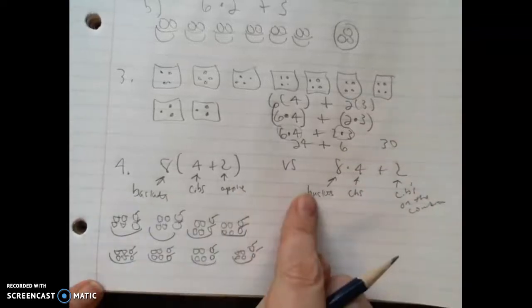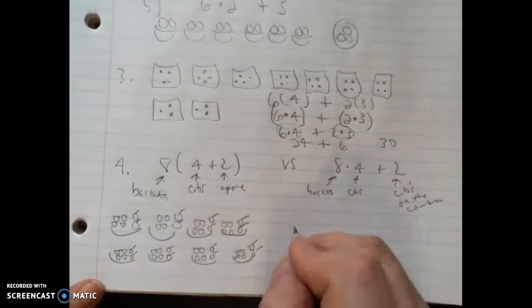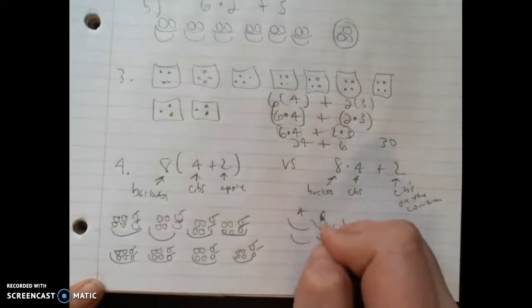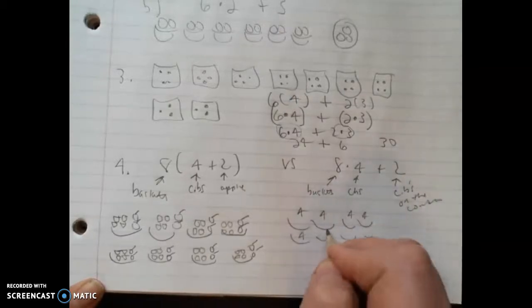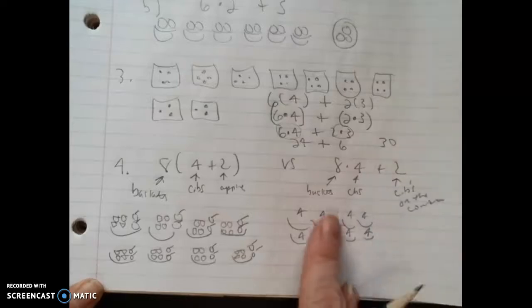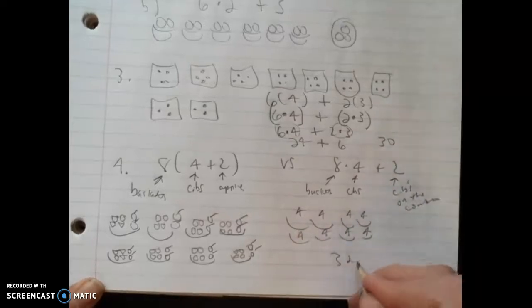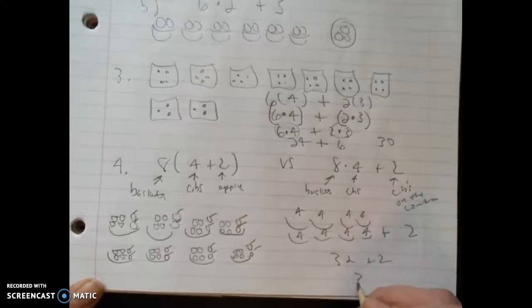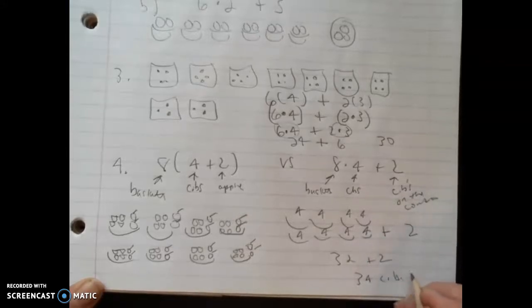So here I have 8 baskets with 4 candy bars, so I still have my 8 baskets, but this time I'm going to put 4 candy bars in each. I'm not going to draw the pictures this time. All right, so I have 8 times 4 is 32 total, but then I just have these extra 2 candy bars kind of sitting on the counter, so I have 34 candy bars total.